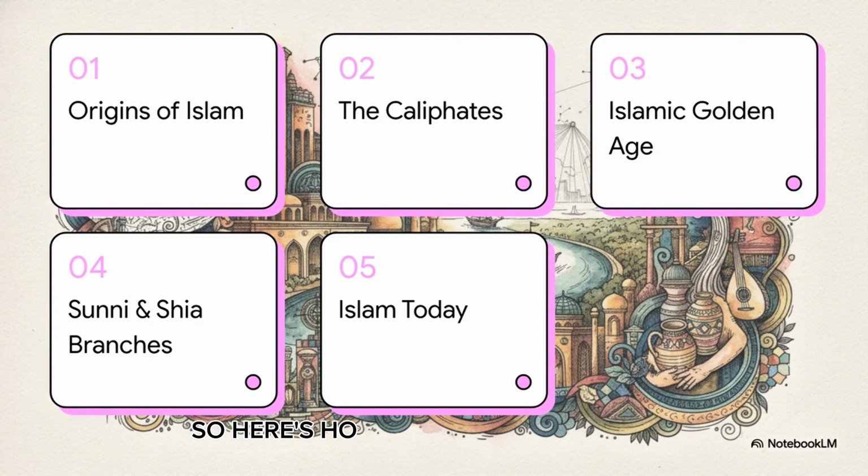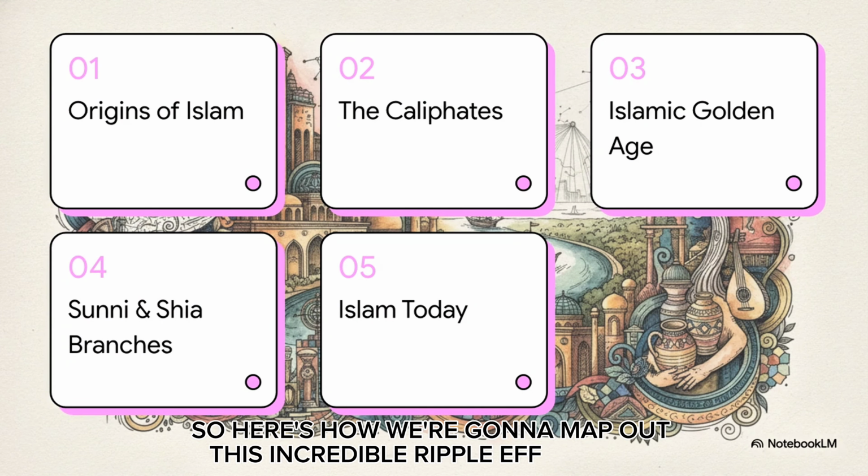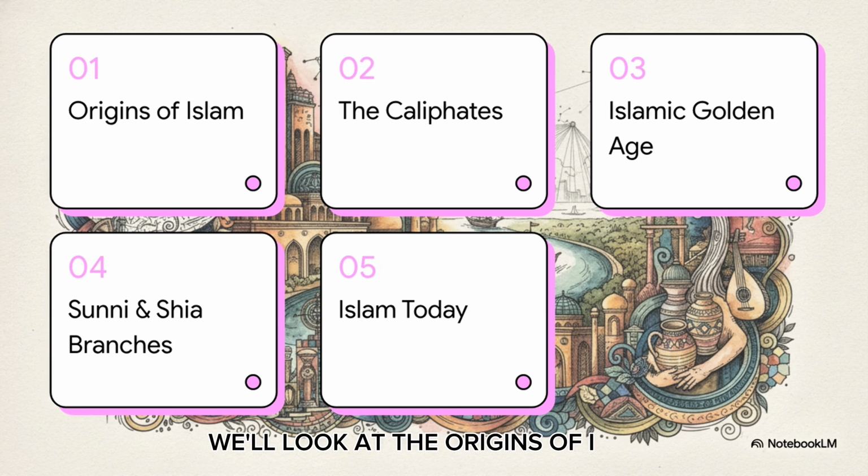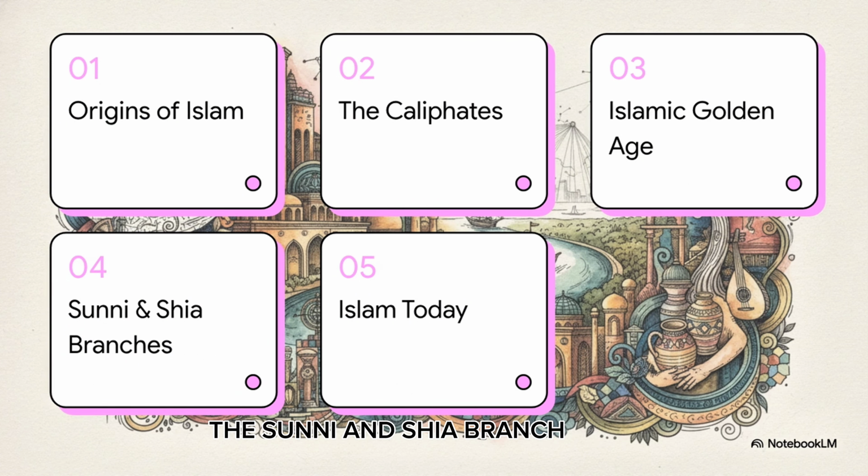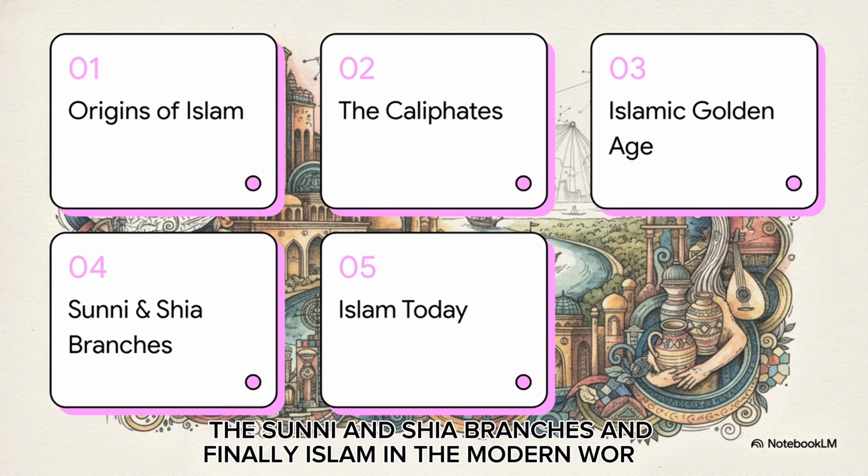So, here's how we're going to map out this incredible ripple effect. First, we'll look at the origins of Islam, then expansion and the caliphates. Third, the Islamic Golden Age. Fourth, the Sunni and Shia branches. And finally, Islam in the modern world.